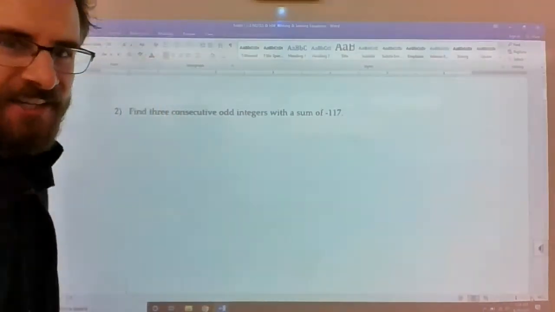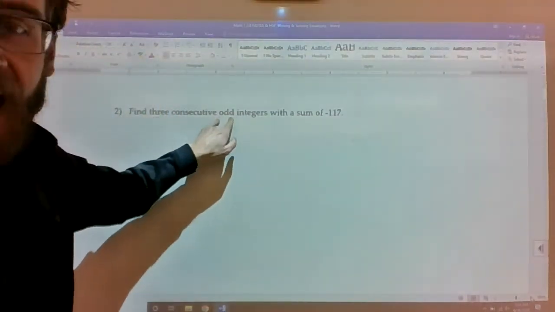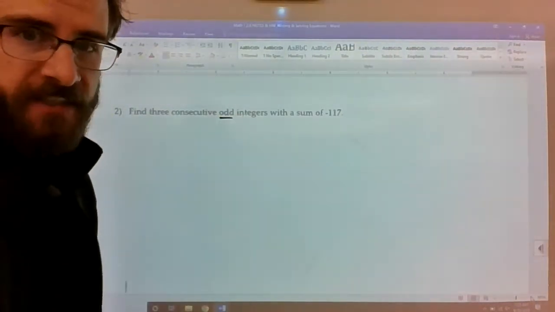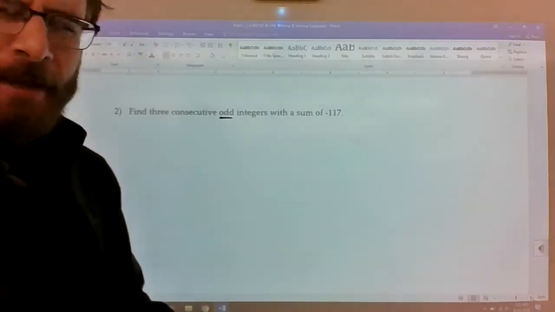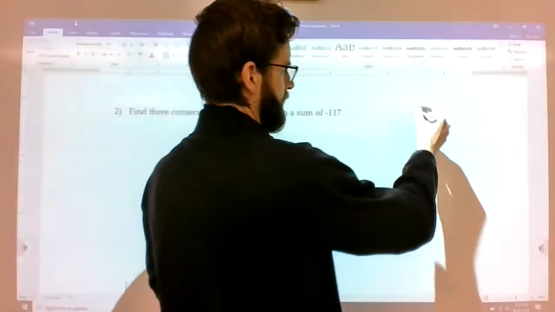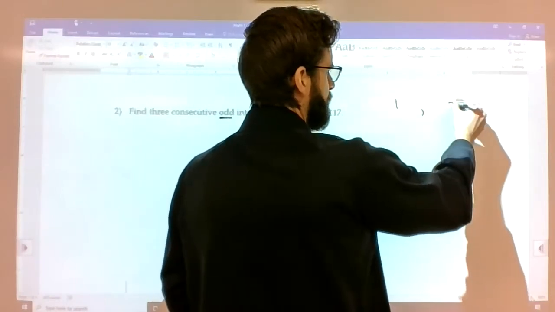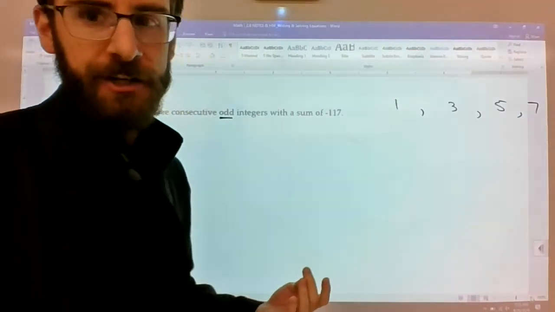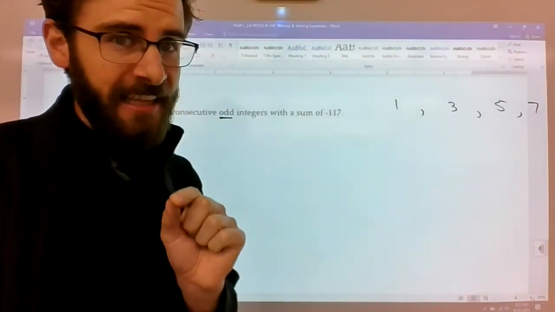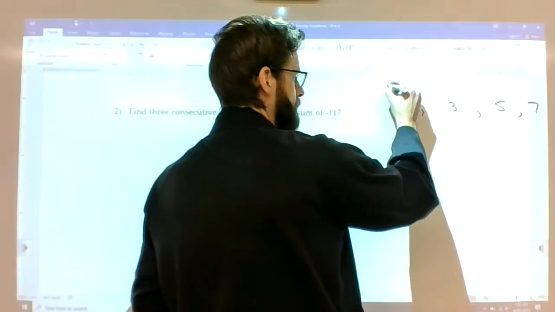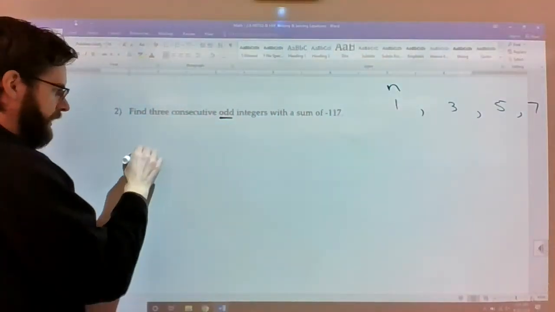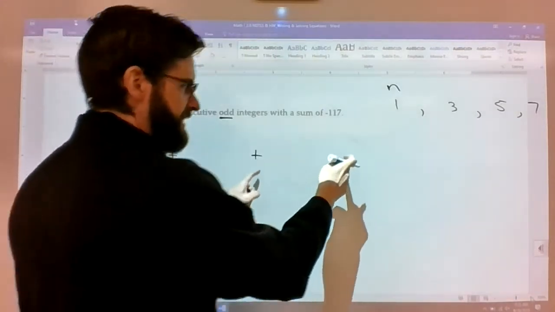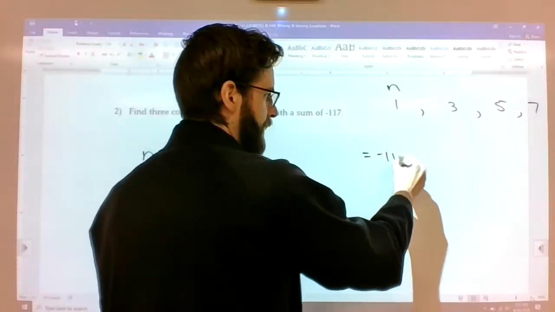All right, this one's different. It says, find 3 consecutive odd integers with a sum of negative 117. So think about what odd numbers look like. Let's see, 1, 3, 5, 7, 9, 11. Those are odd integers. Now, we can still say let the first integer be n. Okay? So n plus something, plus something else is going to add up to negative 117.